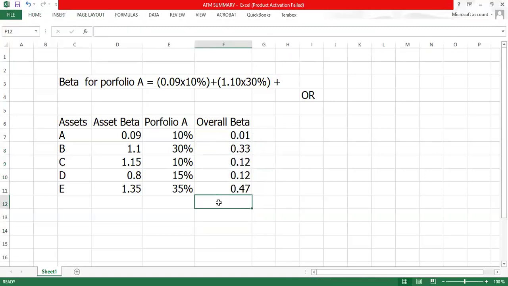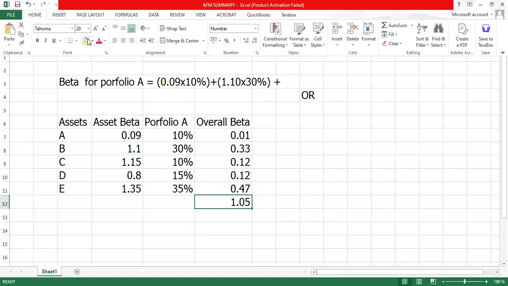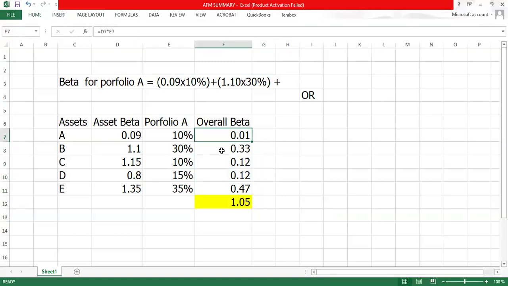So the overall beta, I add the sum of these figures. When you use your calculator, do you get this? You guys, don't just copy. Make sure that you're using your calculator. When you get this times this. Okay, so that is your beta. That is your beta for the portfolio.